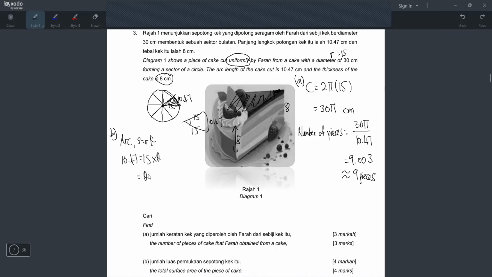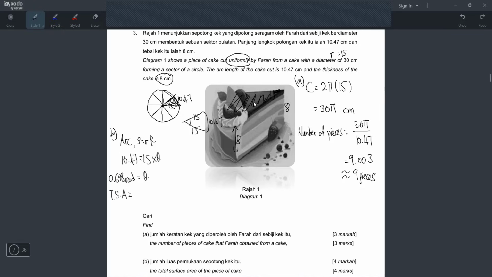So to get my theta now, I just press 10.47 divide 15. Okay, my calculator gives me 0.698, and this is already automatically in radian. Okay, so this is in radian already. So now can we calculate the total surface area? Yes, we can calculate the total surface area now.